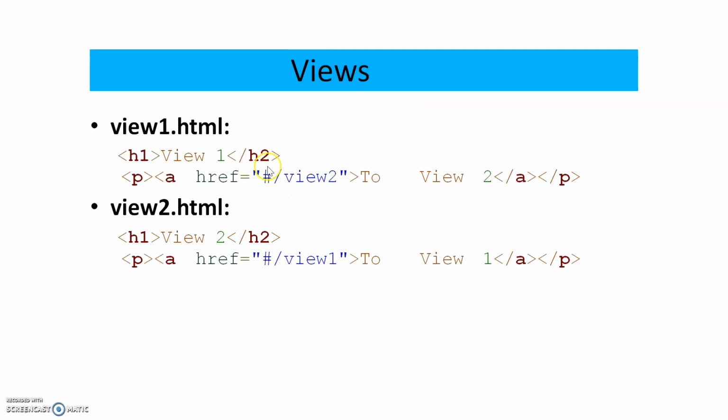In the previous example, what were the views? View1.html is this content and view2.html is this content. See, whenever we click on this, it will switch from view1 to view2. So it is giving / and view2. So the router will route this to the second view, and here the router will route to the first view.